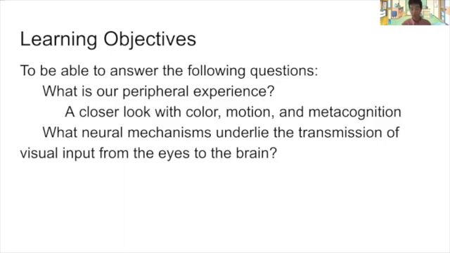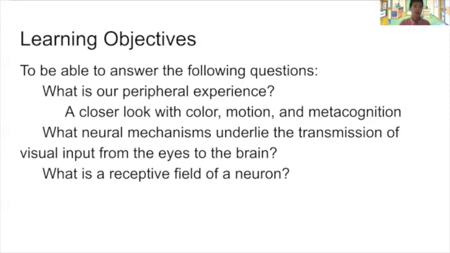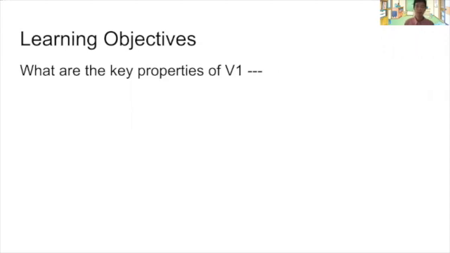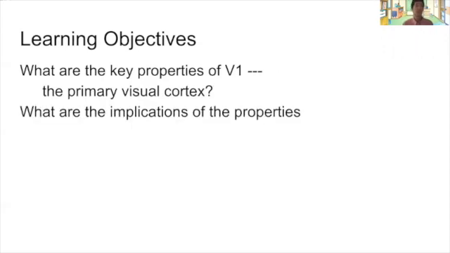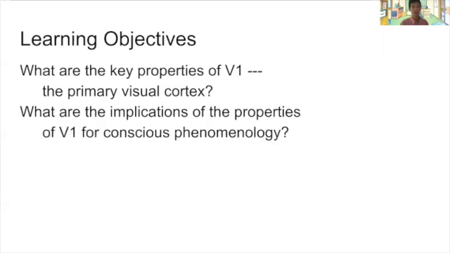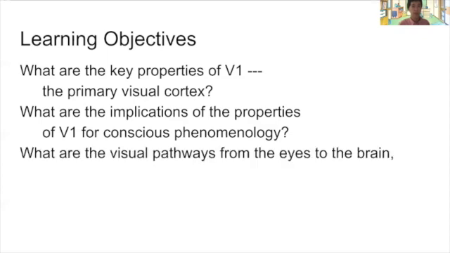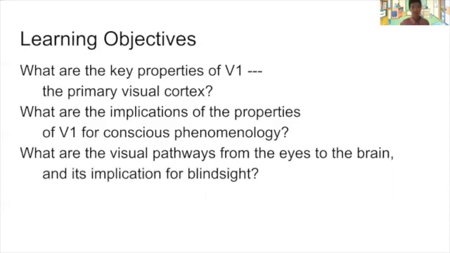This is partly a review of last week. And then, what is a receptive field of a neuron? This is a very important concept. And then what are the key properties of V1, the primary visual cortex? Basically, it's a columnar organization and layer structure. And then what are the implications of these properties of V1 for conscious phenomenology? Another property of V1 is cortical magnification and retinotopy. And that leads quickly to the hard problem of consciousness. And then what are the visual pathways from the eyes to the brain and their implication for blindsight? I'll just give you a quick answer: there are multiple pathways, and some of them most likely underlie blindsight.